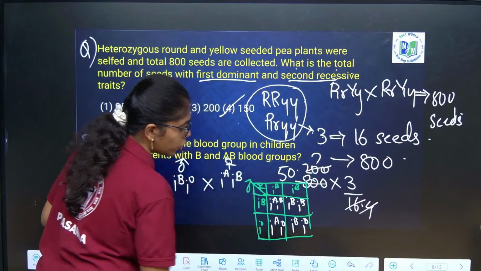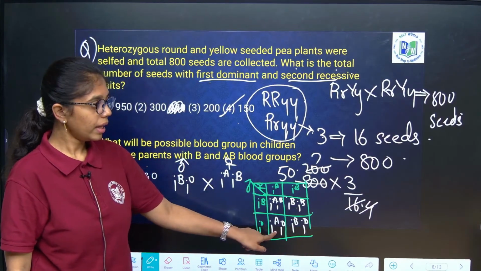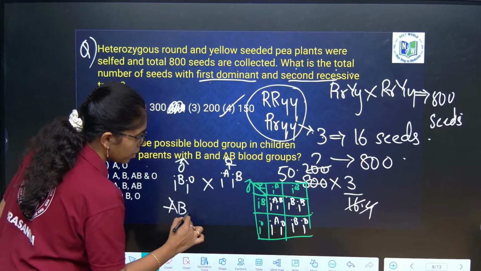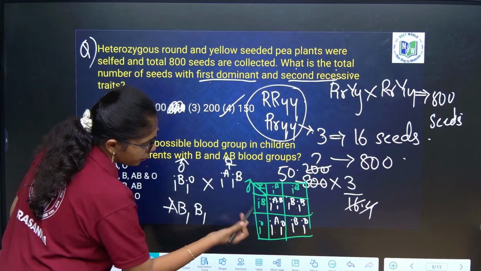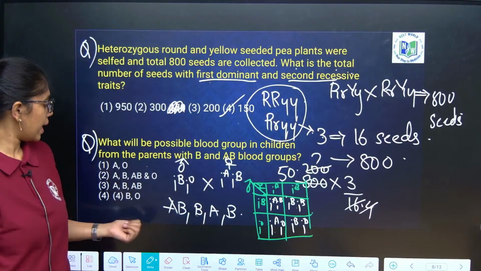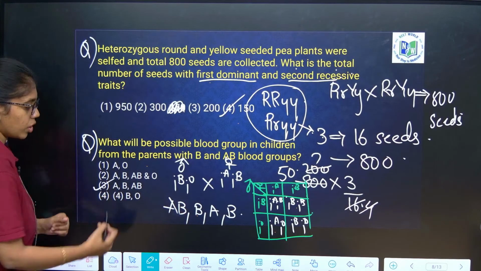Tell me what blood groups you got? AB, B, A and B, okay. So, you got AB, B blood group, A blood group and B. So, you got A, B and AB blood group. What will be the option? You have understood or not?